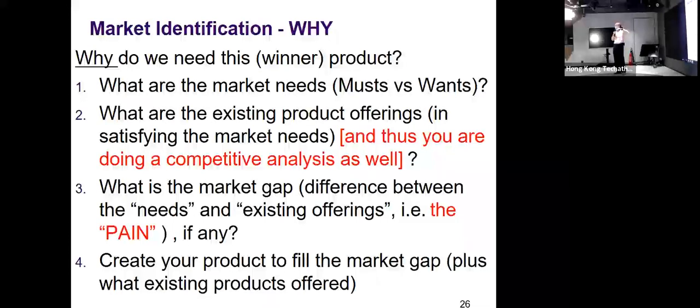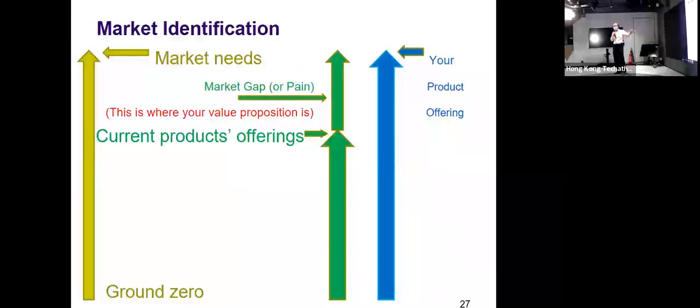The pain point. So you heard about the pain point. So this is the pain point. So what is the pain point? So create your product to satisfy the market gap plus the existing offering. That's it. So, you know, we can all go. So this is it.